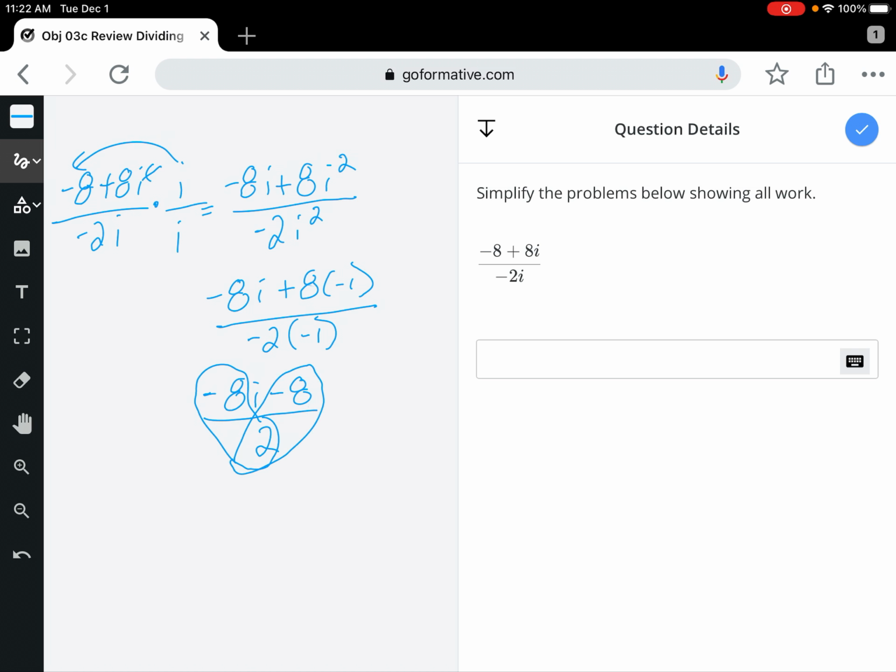Sometimes you don't have to find the greatest common factor. You can just divide each part by the denominator. Okay, you need to make sure you spread the love with this. So this is negative 4i minus 4. But when we rewrite it, it's going to be negative 4 minus 4i.